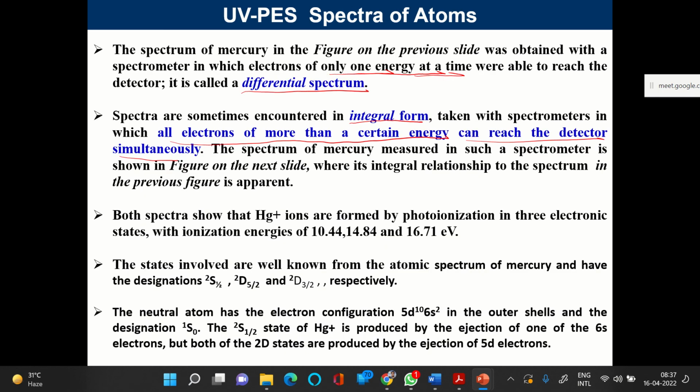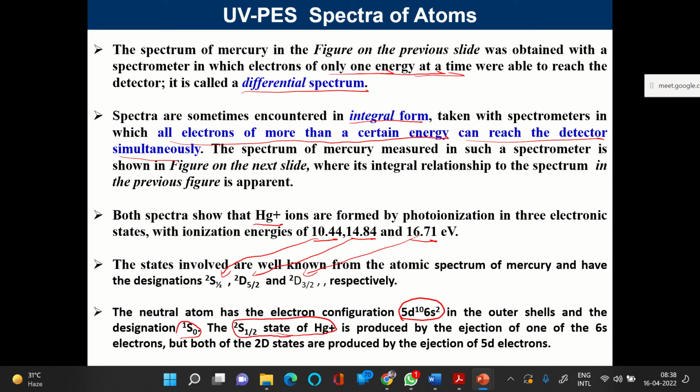And just a little bit about what we see here. Hg plus ions are formed because of the ionization, and if you look at the scale, there's 10.44, 14.4, and 16. So three lines are observed, and these three correspond to the three different spin orbit states that you can define. So the neutral atom has the configuration 5d10 6s2 in the outer shell, and the designation is 1S naught. The 2S half is the state of Hg plus. So labeling is being done.